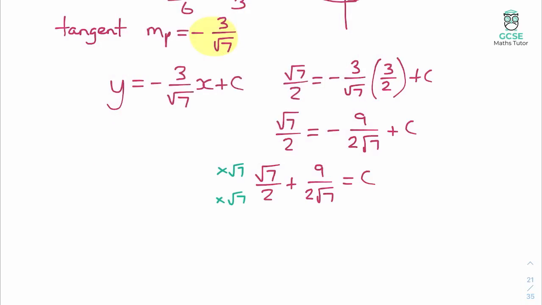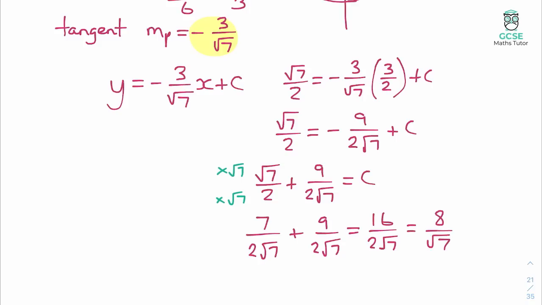So root 7 times root 7 is 7. On the bottom, 2 times root 7 is 2 root 7. Add 9 over 2 root 7, and that equals 16 over 2 root 7. I don't think you necessarily have to simplify this, but they do actually both divide by 2, so I'd probably write that as 8 over root 7 as well, just to simplify that. But there we go, there is our value of c.